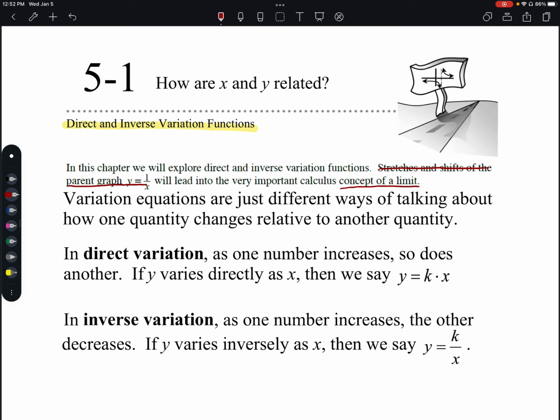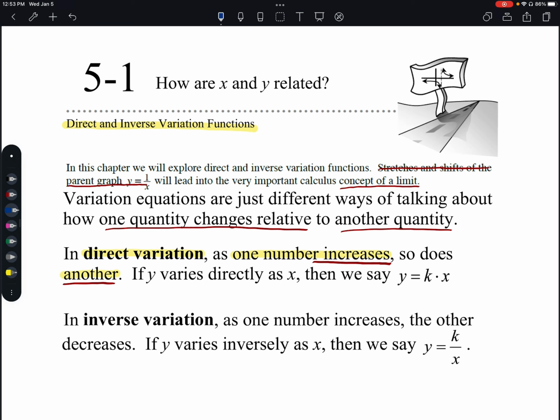Variation equations are just different ways of talking about how one quantity changes relative to another quantity. In direct variation, as one number increases, so does another. So if one thing is increasing, so is the other one. They're both increasing. An example you'll see here says if y varies directly as x, then we say that y equals k times x.